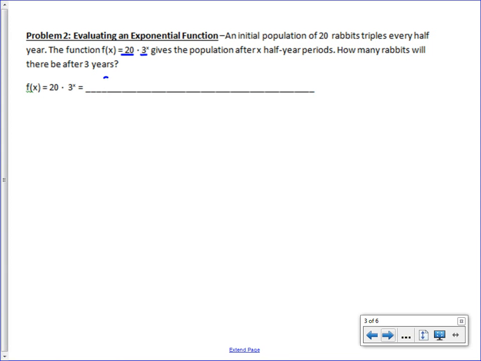So we're going to take 20 times 3, and since we want 3 years, which is 6 half-year periods, we're going to take that to the sixth power. Wait, as stated in the lesson, we take 20 times 3 to the third power. 3 to the third power is 27. And when we multiply this out, we find that after 3 years, we're going to have 540 rabbits. All right, and rabbits are typically used in problems like this because they are known for how fast they multiply.